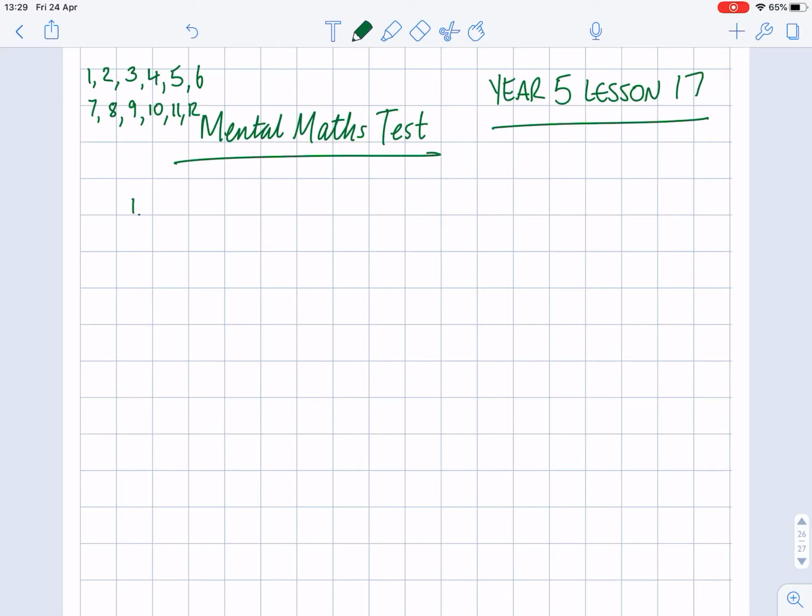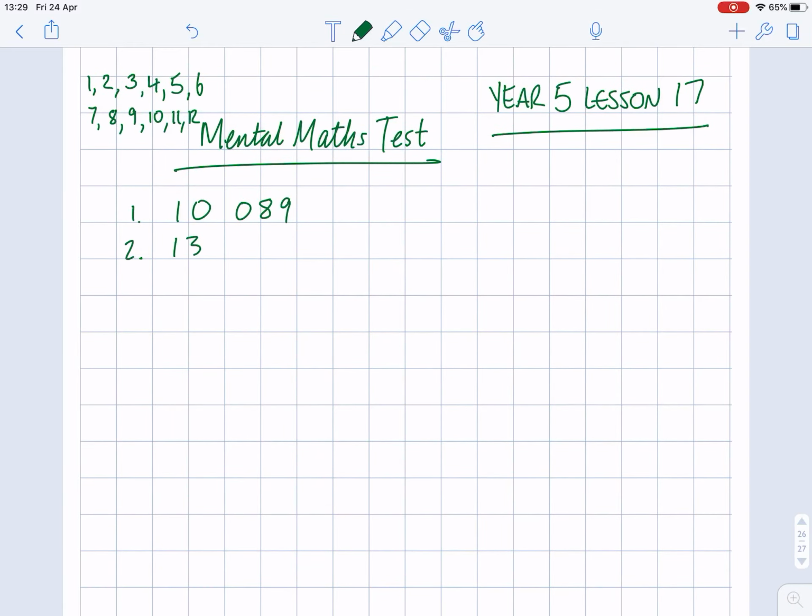So the first one, I asked you to write in figures the number 10,089. Question 2, adding together 112 and 19. I would have added on 20 and taken away 1. So the answer was 131. Question 3, what is the product of 13 and 4? I'm asking you to multiply the two numbers together. The answer is 52.